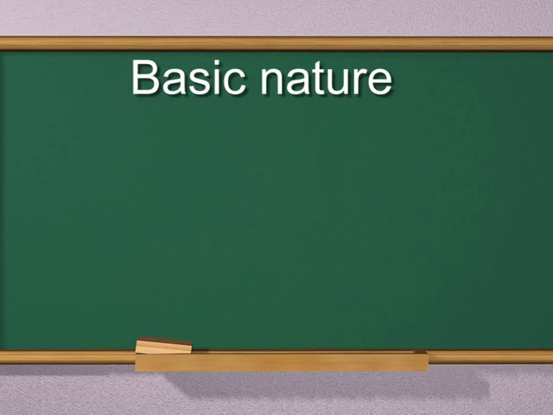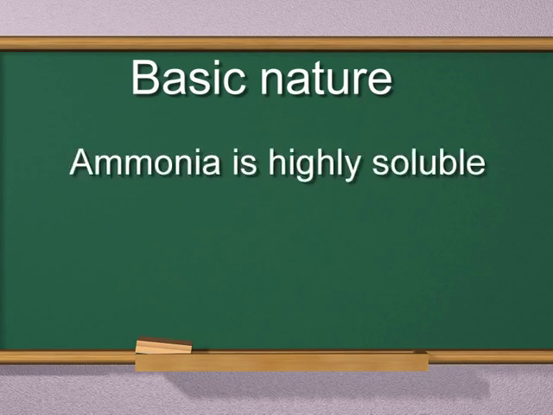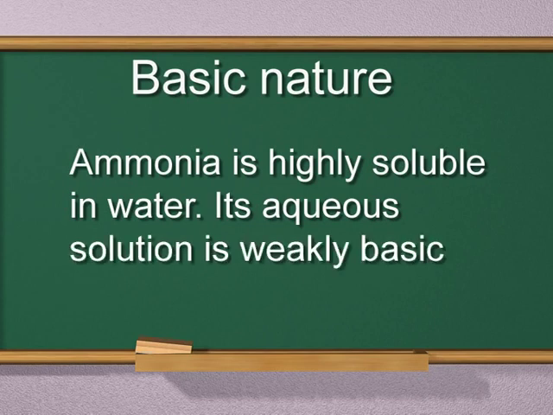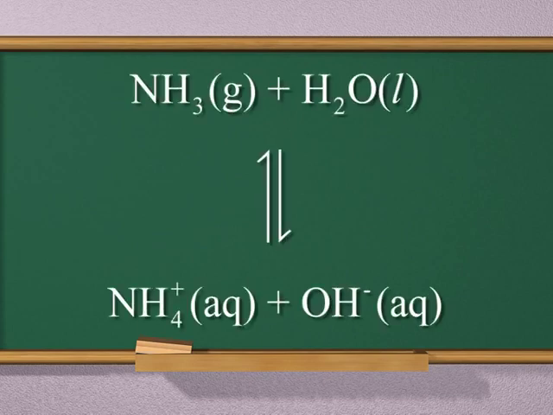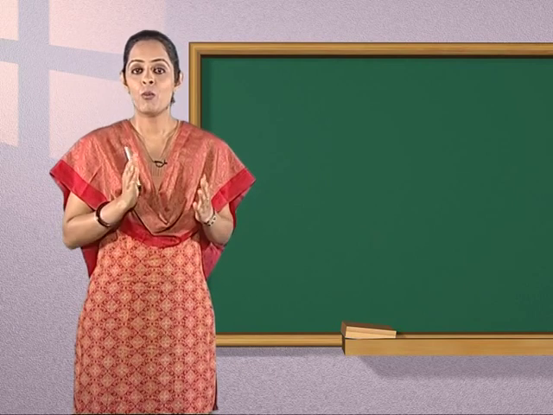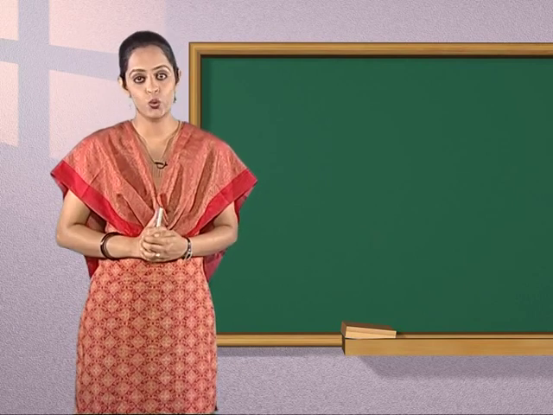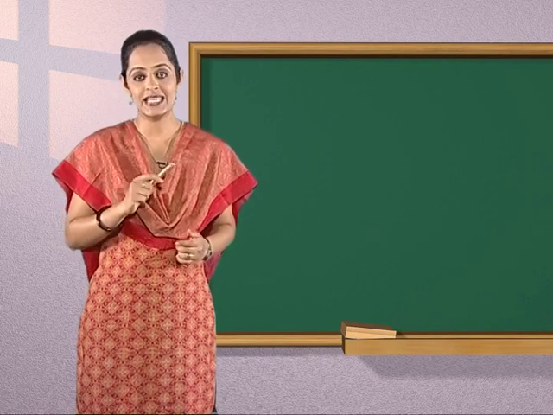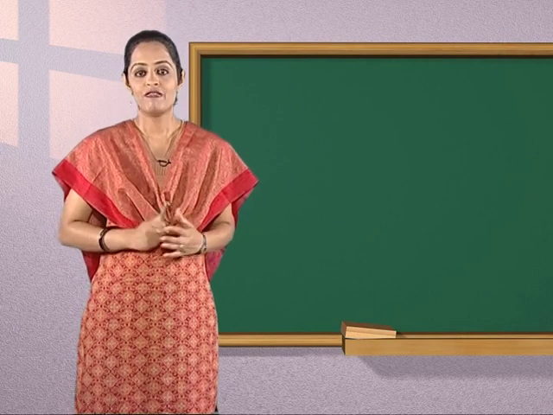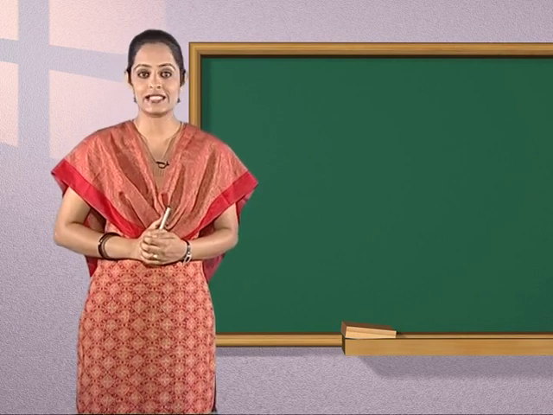Basic nature. Ammonia is highly soluble in water. Its aqueous solution is weakly basic due to the formation of hydroxide ions. Being basic, it turns moist red litmus blue and neutralizes acids in the dry state as well as in aqueous solutions, forming their corresponding salts.